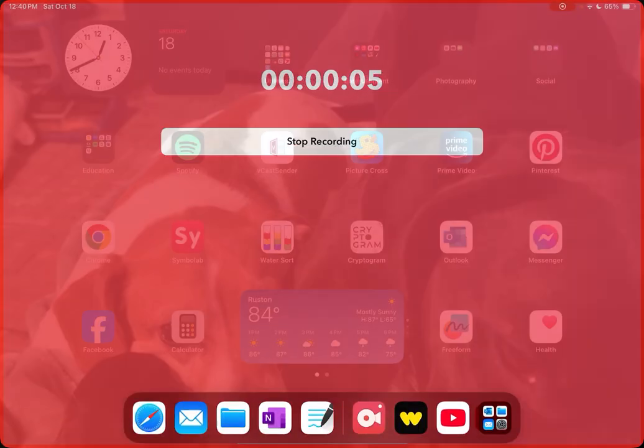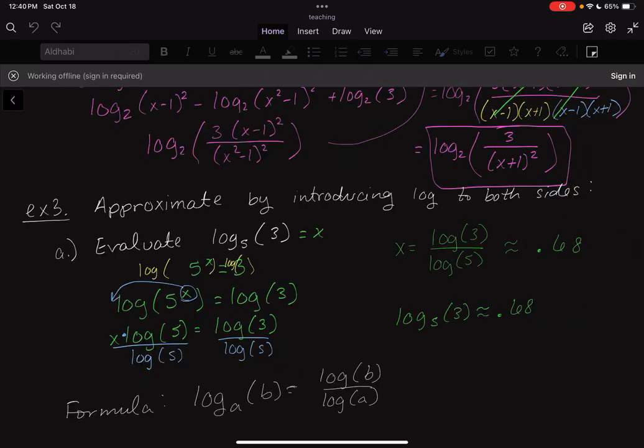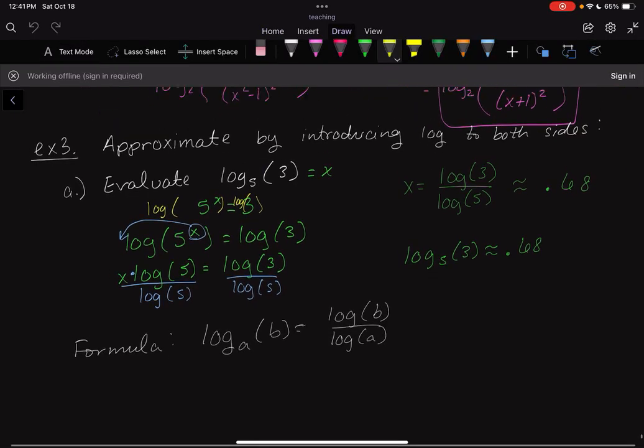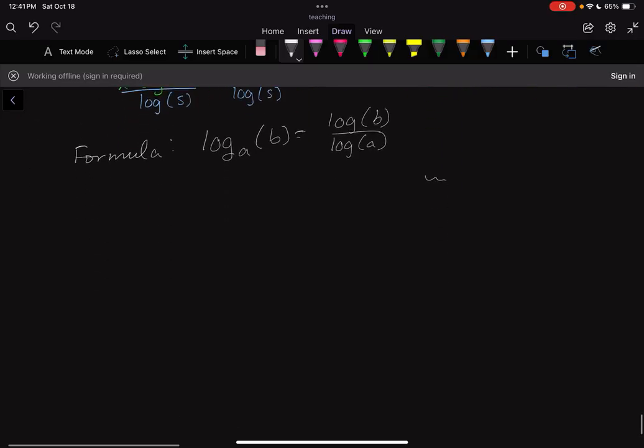This one is going to be on 4.5. So this is our last section to do with exponentials and logs. And this is kind of putting it all together. So this one's going to be all about solving them.